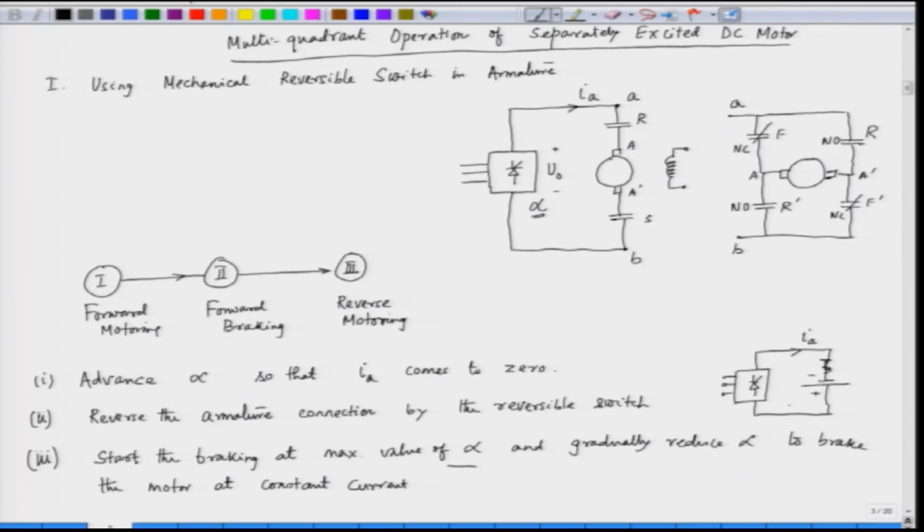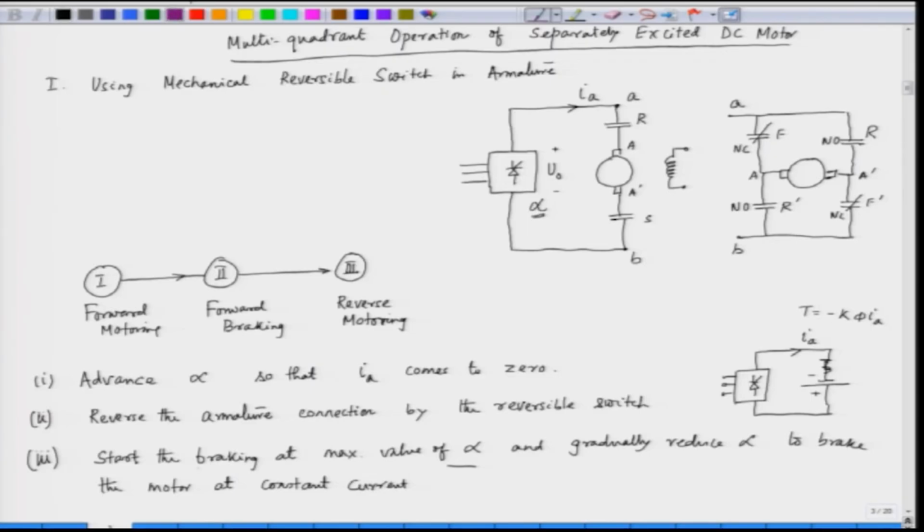The current is positive, but what happens to the torque? The torque in this case has reversed. Because the armature connection has reversed, the torque is given by minus k phi IA. Because the armature connection is reversed, we have a reversal of the constant. So, in this case T is equal to minus k phi IA. So, the torque becomes negative. When the torque becomes negative, the braking takes place.